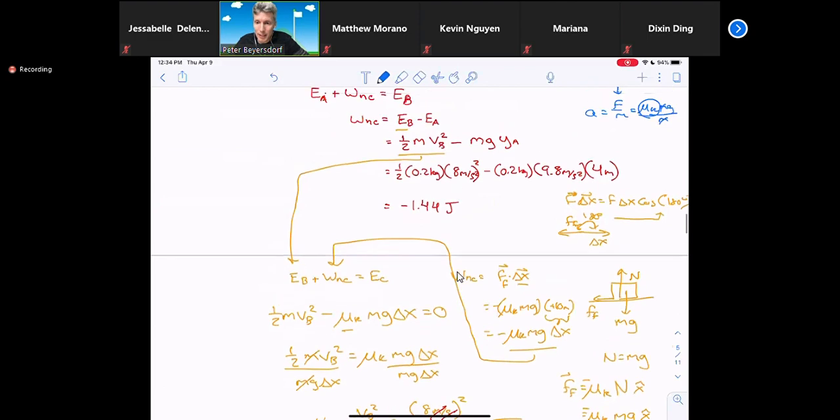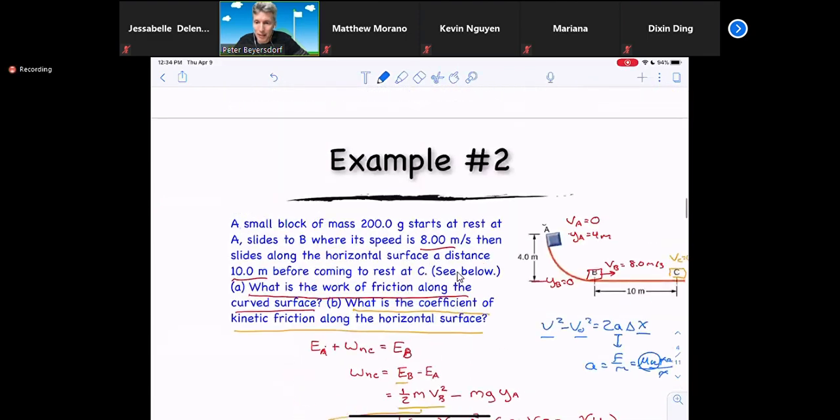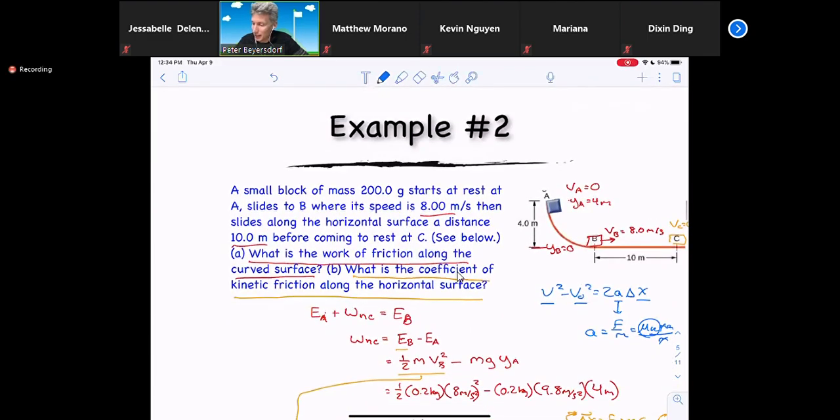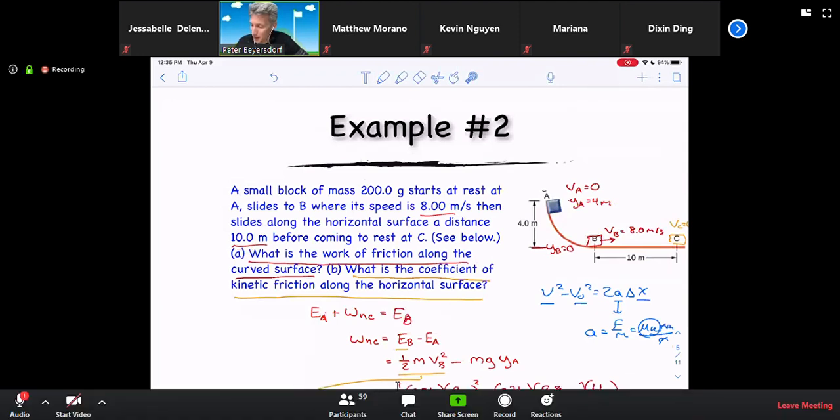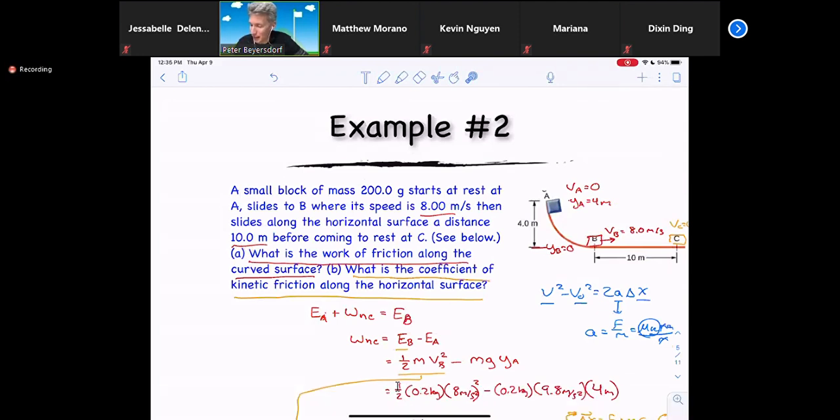Does the distance between B and C being 10 meters not affect the number of significant digits? It does affect it. However, in the diagram, it says 10 meters. In the problem, it was 10.0. So I'm using the value in the notes.